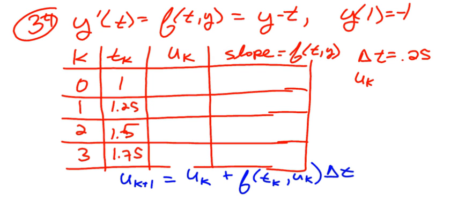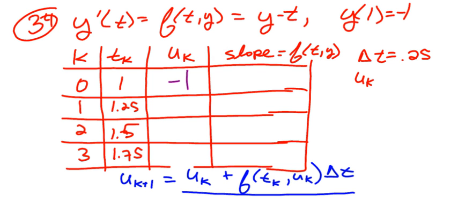We can find the initial U sub k by our given information, and then we're going to use that to find slope. Then we use all that previous information to find the next U sub k using this formula. So if my given information is that when t sub k equals 1, the y equaled -1, then my initial one, U sub naught, is -1.